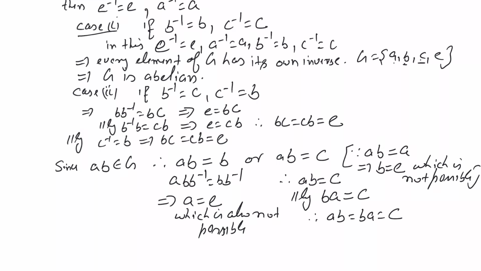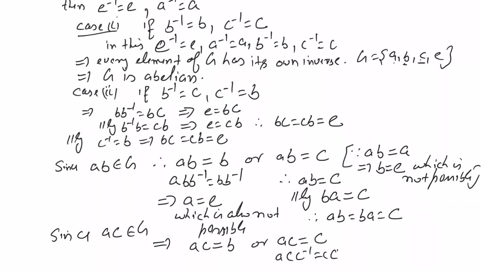Now let us take A dot C. Since AC belongs to G, this implies that either AC is equal to B or AC is equal to C. If AC is equal to C, then post-multiplying with the inverse, this implies that A is equal to E, which is not possible because A is a different element from the identity.